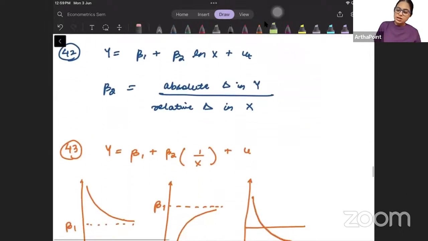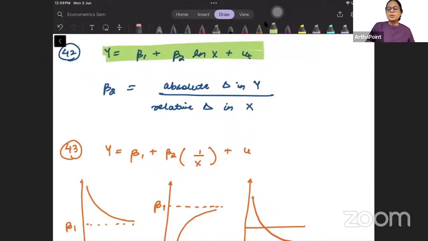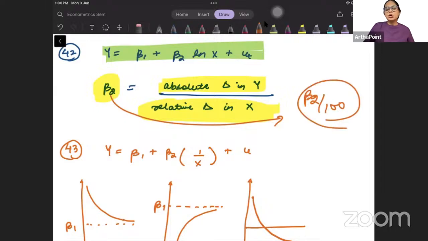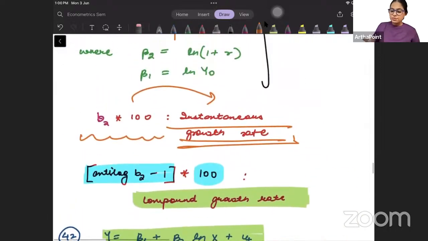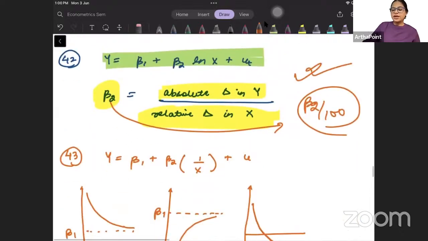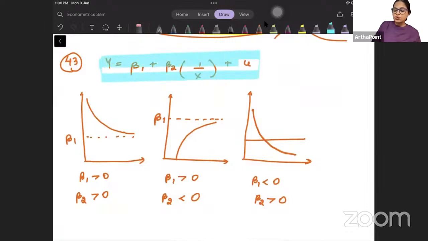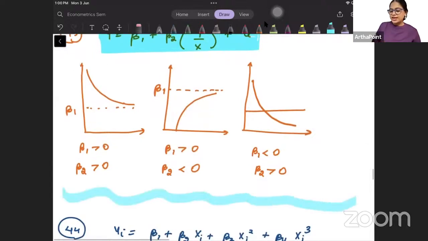ठीक है? अच्छा, नाउ वी कम टू y इज इक्वल टू बीटा 1 प्लस बीटा 2 ln x, मतलब log इज ऑन दिस साइड. तो बीटा 2 का इंटरप्रिटेशन हो जाता है एब्सोल्यूट चेंज इन y अपॉन द रिलेटिव चेंज इन x. In this case, remember कि हम beta 2 को divide by 100 करते हैं to get it in the same units. Here we were multiplying with 100. Here we will divide by 100. ठीक है? Now बेटा, this question again is asked in exam. तो ये एक reciprocal model है. But how the curve changes as the value of betas change, this can be asked in your exam.